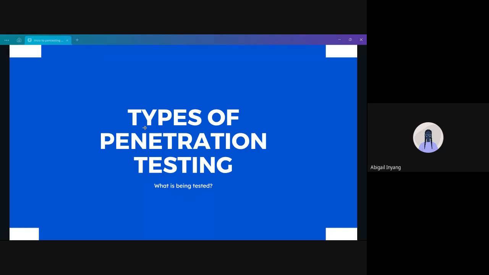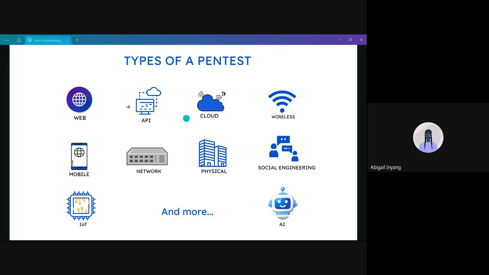So what is being tested in penetration testing? You know what pen testing is, right? Now, what is being tested? We have different types of pen testing. We have web penetration testing, API penetration testing, cloud penetration testing, wireless penetration testing, mobile, network, physical, social engineering, IoT, and AI.